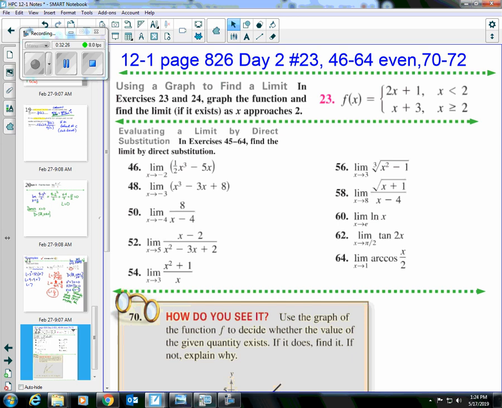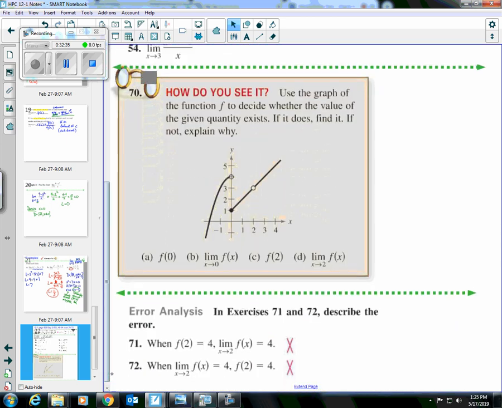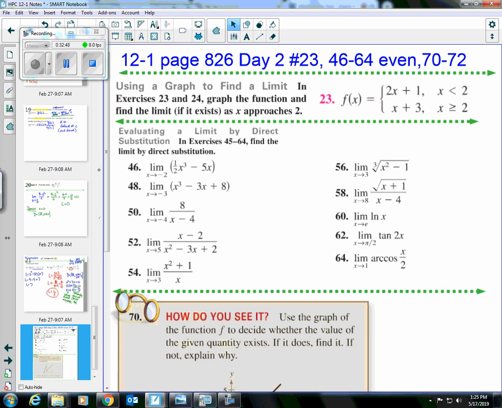You're going to have one piecewise graph, number 23, so you're going to want to graph it first to see what's happening at 2. And then I'm just going to scooch this on down for the last ones. For 70, you're checking out and answering questions about a graph, just like the first one we did today. And then 71 and 72 are going to ask you some questions about, hey, what did they do wrong? What error are they making in their thinking? So for today, the big idea is direct substitution. It's all about continuity.